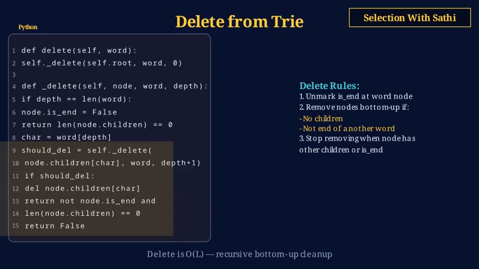Lines 12 through 16, on the way back, if the child should be deleted, remove it from the children dictionary. But only delete if the current node is not the end of another word and has no other children. This ensures we do not break words that share a prefix with the deleted word. Time complexity is O of L.